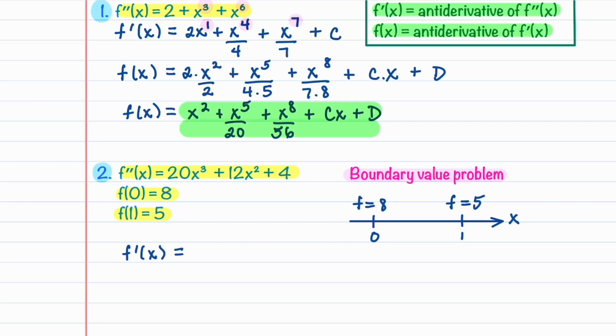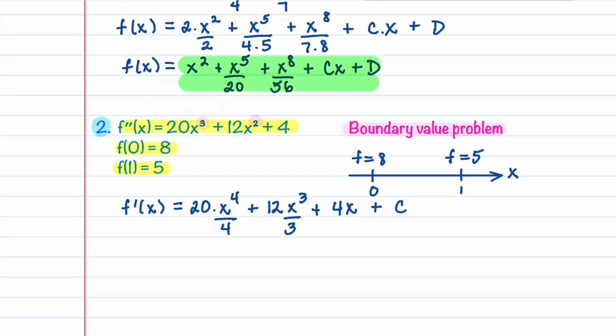F prime is the antiderivative of f double prime, and this gives us 20. We have an x cubed, and we're going to add 1 to that, so this becomes x to the 4 over 4. And then we have 12. We now have an x squared, and we're going to add 1, so this becomes x cubed over 3. And then whenever we have a constant, we have to tack on an x, and then we also have to add a plus c.